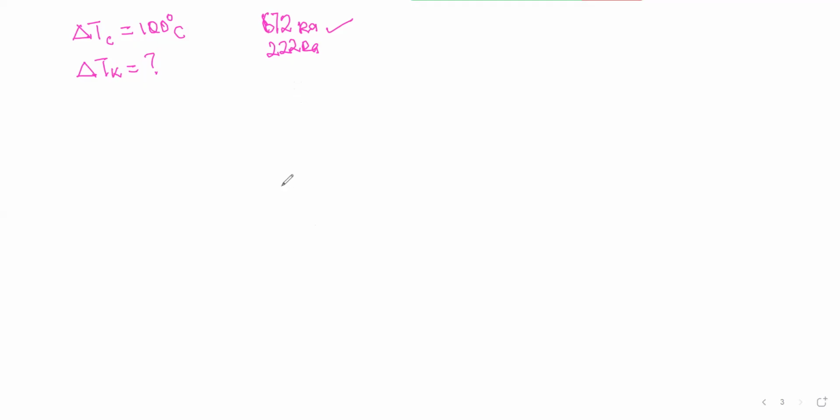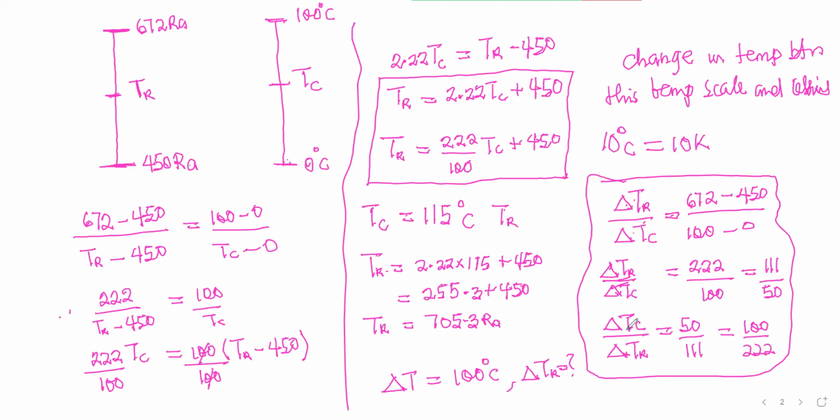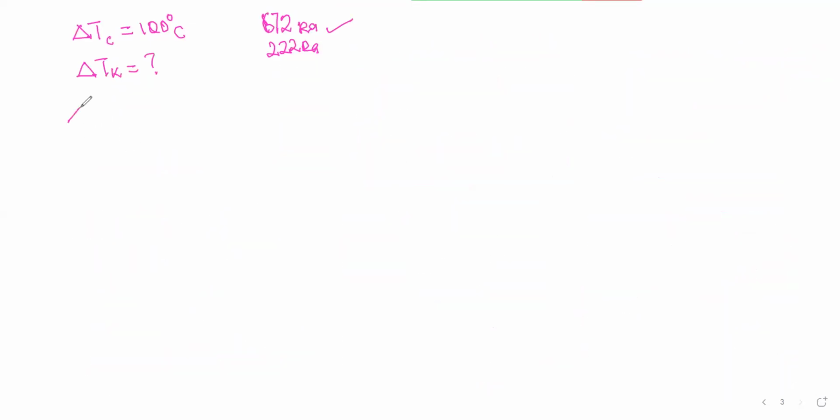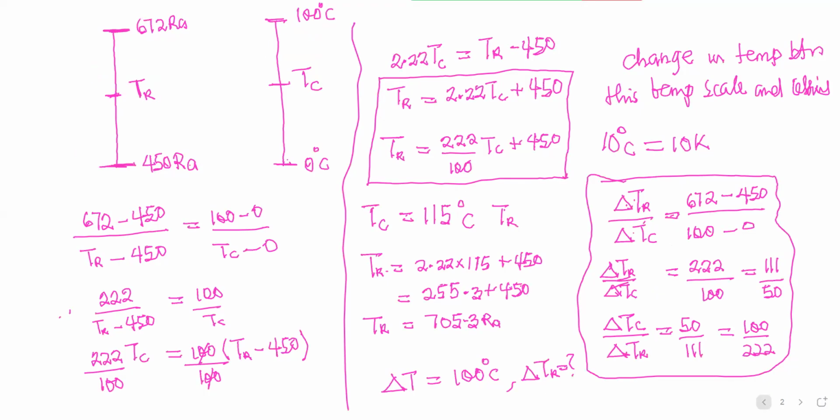Okay, let's see. So here, this is what we are applying. Delta TC over delta TR, or the other way around, we got 222 over 100, or 100 over 222. So this is what you use. So delta TR over delta TC is equal to 222 over 100.